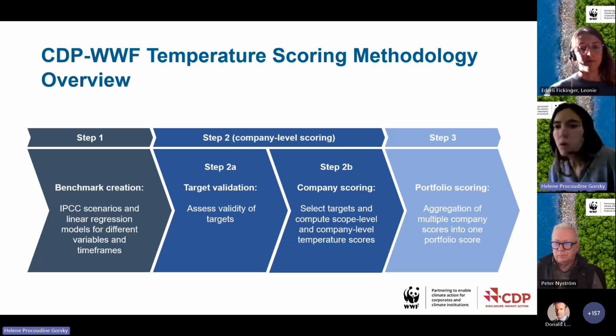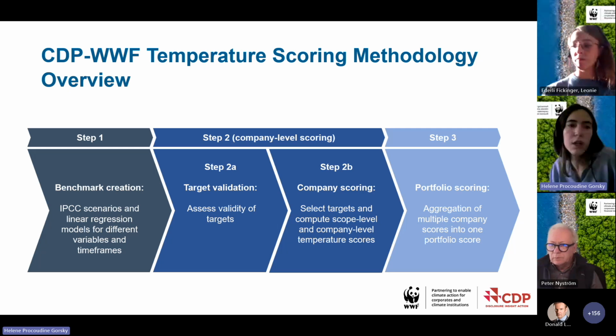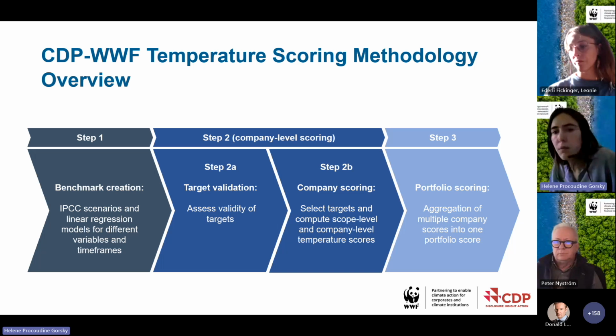Step number one is what we call benchmark creation. In this step, we are leveraging the scenario database of the IPCC to establish a relationship between a given variable, such as GHG emissions, and the associated long-term temperature outcomes. Once we establish those benchmarks, we can start looking at corporate targets themselves. So step two is what we call corporate scoring.